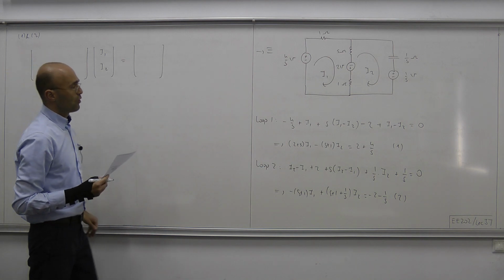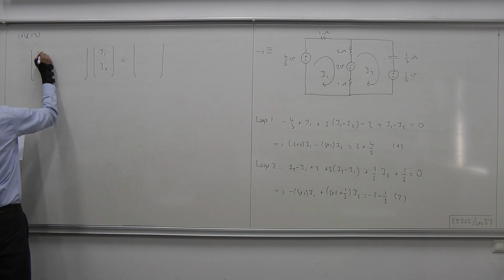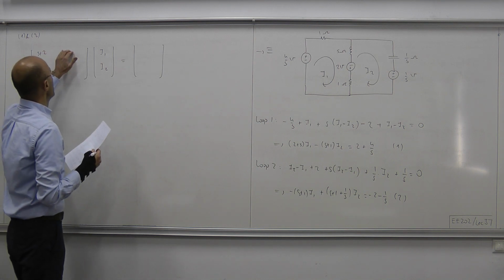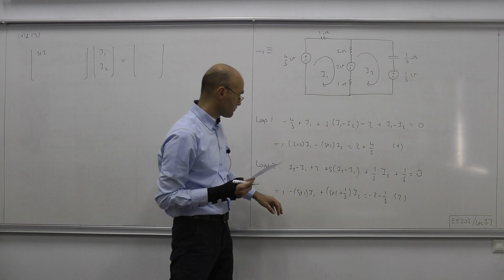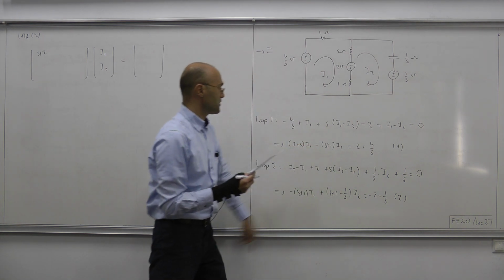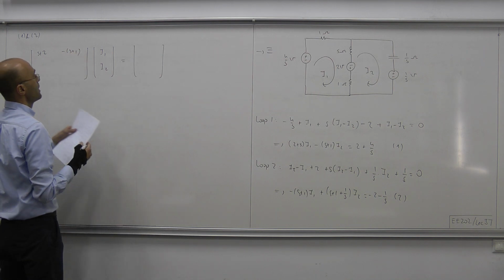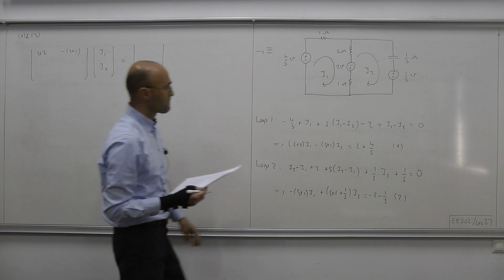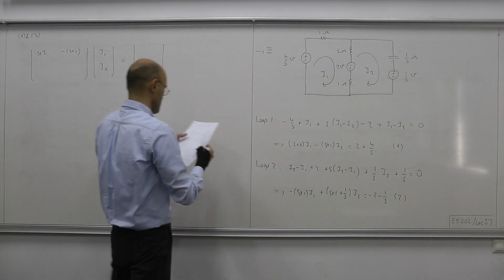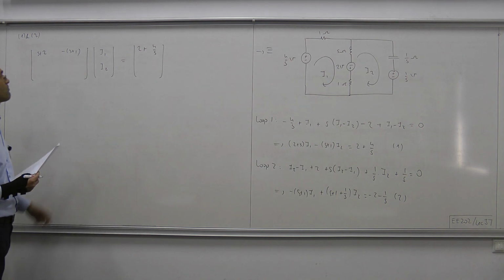For the first row, we look at the first equation. Here we have 2 plus S, S plus 2. And here, from the first equation, minus (S plus 1). And the right-hand side is 2 plus 4 over S.